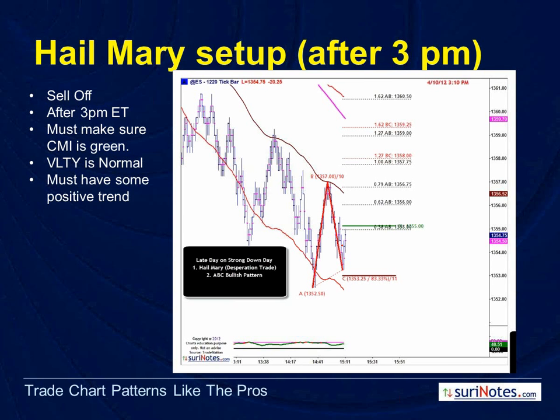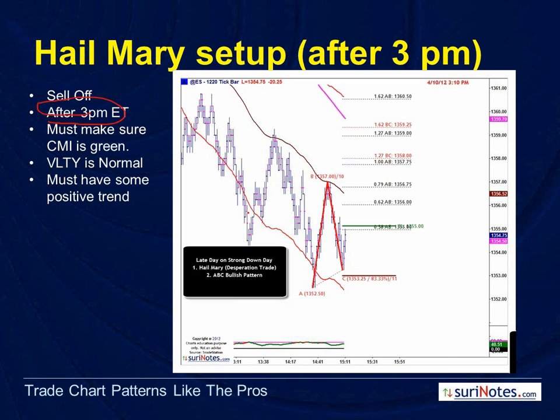Not 100% of the time. At times it happens. So when I'm trading it and I'm looking for this, it must be after 3 p.m. And I must make sure the CMI is great. Once this type of trend pattern is made, then I'm probably seeing some type of CMI coming into it. Volatility is normal, because if volatility is above 50, you cannot trade it, I cannot trade it.